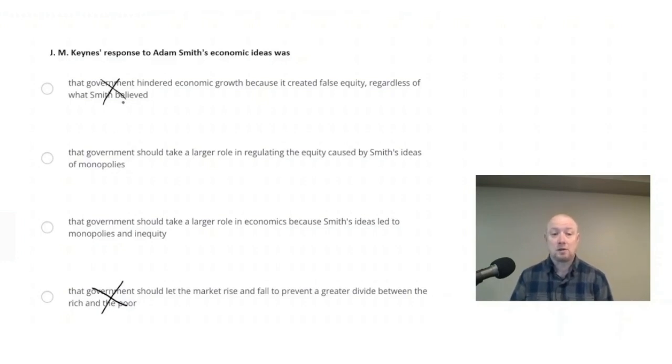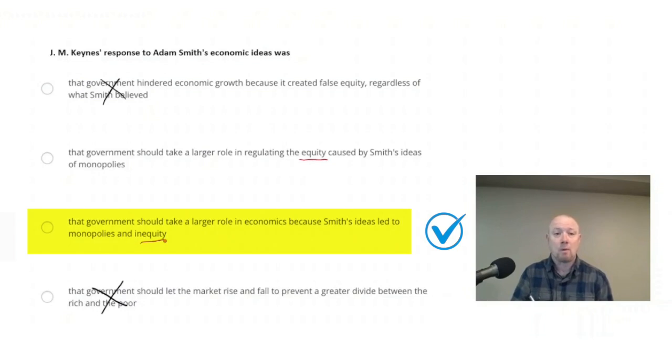So it leaves us with two answer choices with the government taking a larger role. But the biggest difference between the two is that the second choice says the government should take a larger role in regulating the equity caused by Smith's ideas. And the other choice says the government should take a larger role in economics because Smith's ideas led to monopolies and inequity. J.M. Keynes believed there would be inequity without government intervention. So this is the correct answer.